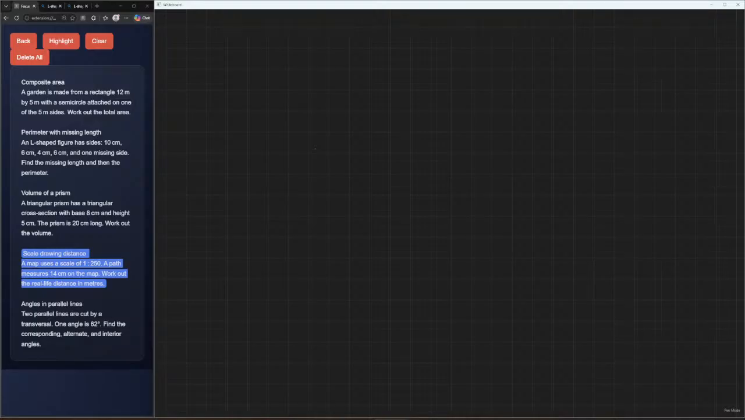Okay. A map uses a scale of 1 to 250. A path measures 14 centimeters on the map. It uses 1 to 250. Now what is the 1 and what is the 250 is the question. Is 1 the distance or is it 1 on the map is 250 something in meters?